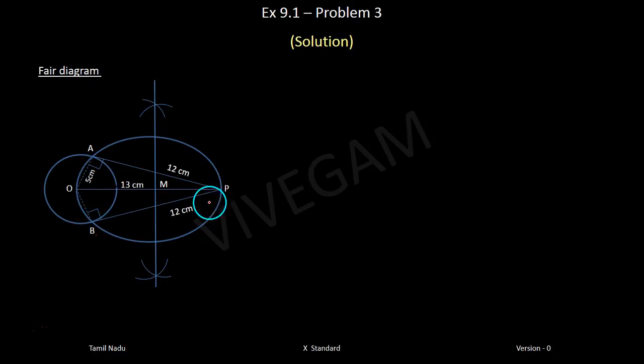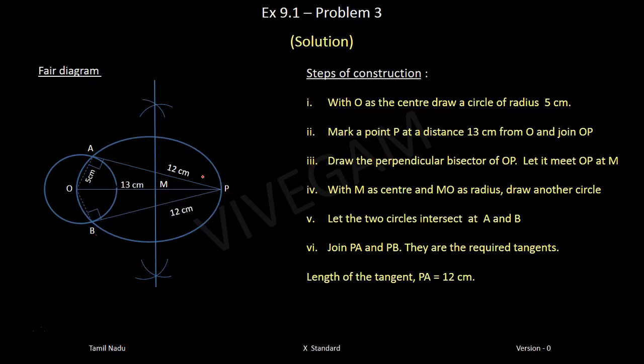Join PA and join PB. That is nothing but PA and PB are the two tangents of this circle from this external point. And you measure that PA and PB, it will be 12 centimeters if you have done it correctly. Okay, right. Now let's go through the construction.